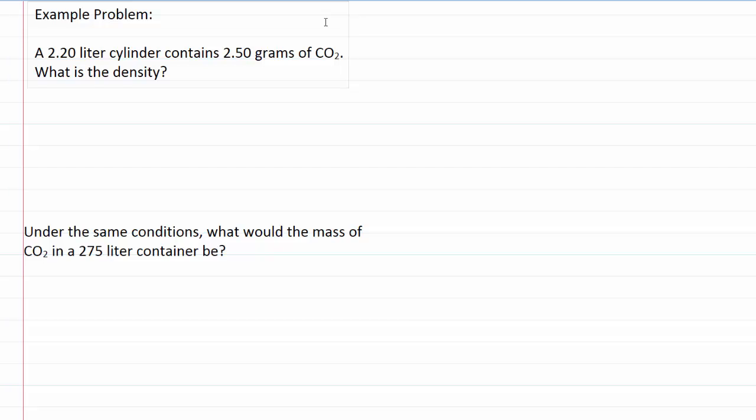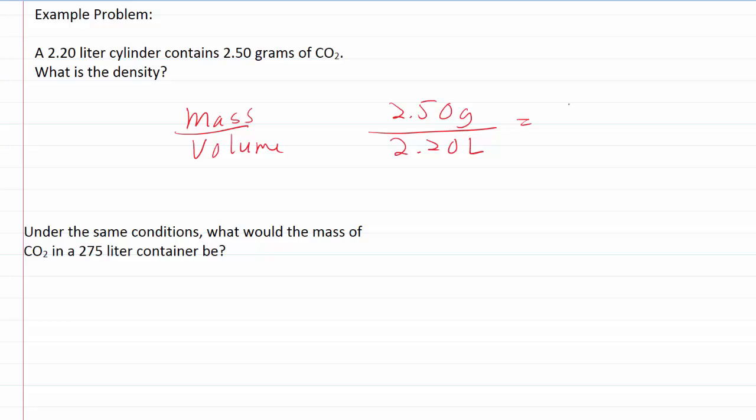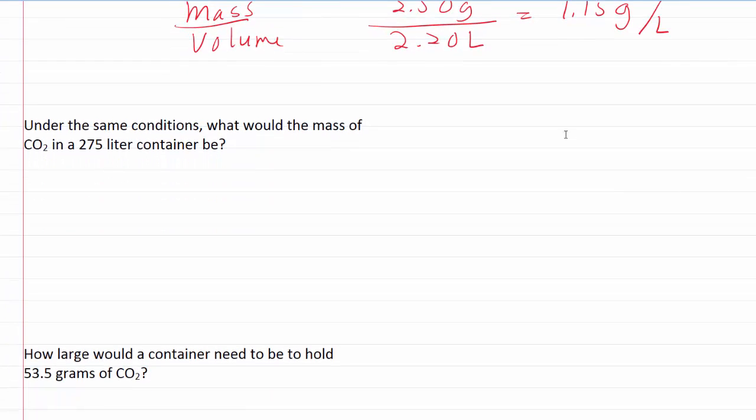Here's an example problem. We've got a 2.2 liter cylinder with 2.5 grams of CO2. What is the density? Well, we've already talked about what the density is. Density is mass divided by volume. Our mass is 2.50 grams, and our volume is 2.2 liters. So we do the math here, take 2.5 divided by 2.2, and you get 1.15 grams per liter. Notice how the units follow the quantities.